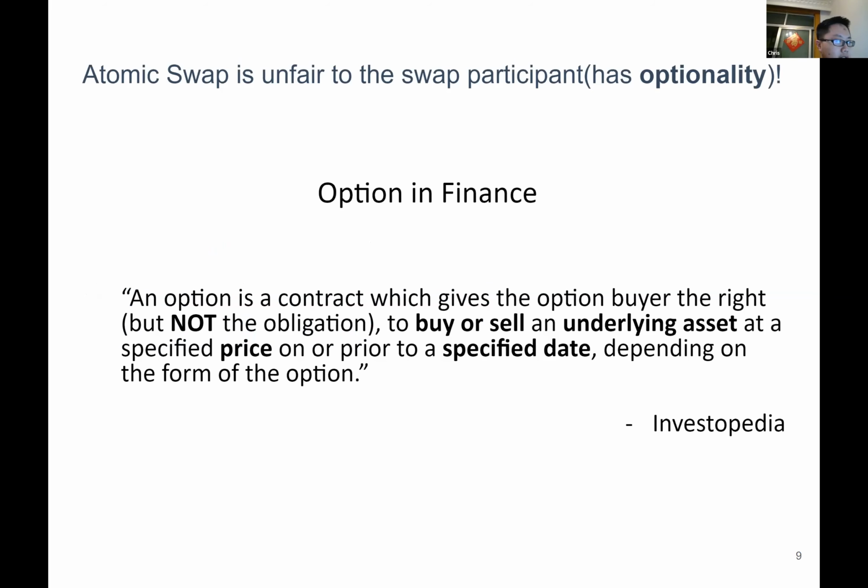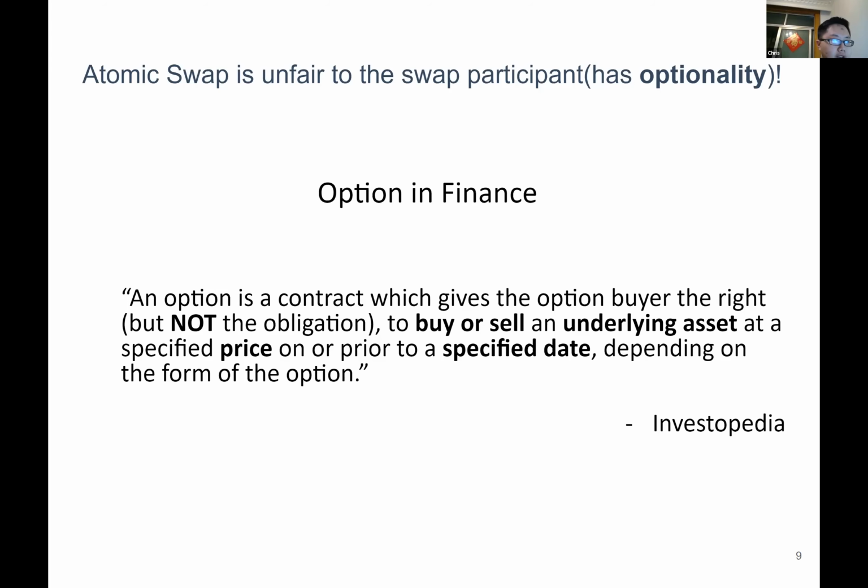Taking the definition from Investopedia, in finance, an option is a contract which gives the option buyer the right but not the obligation to buy or sell an underlying asset at a specified price on or prior to a specified date, depending on the form of the option. That's the formal definition.